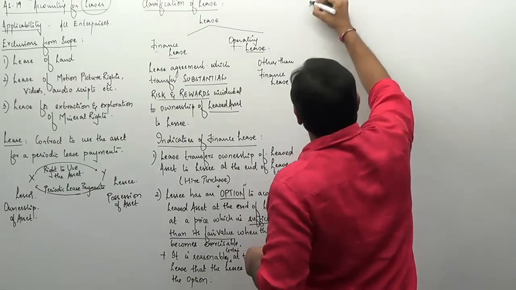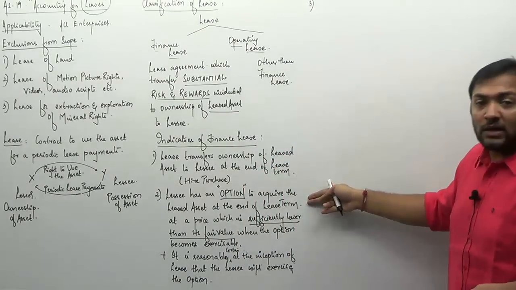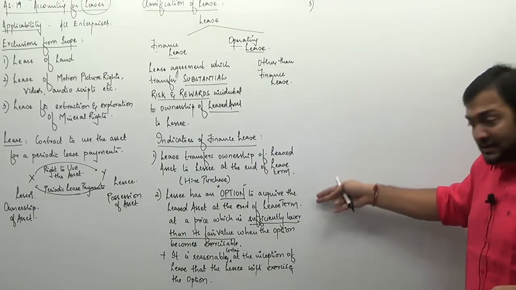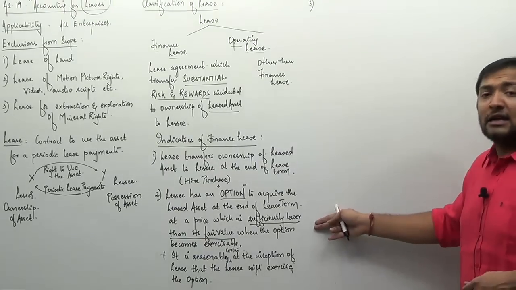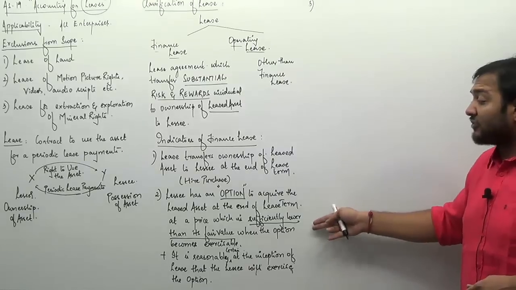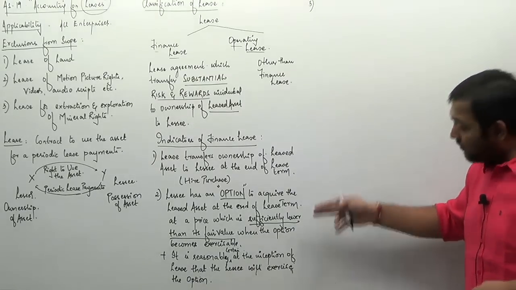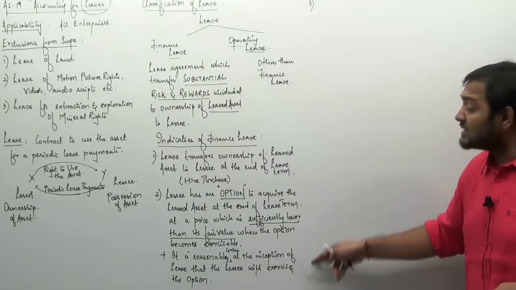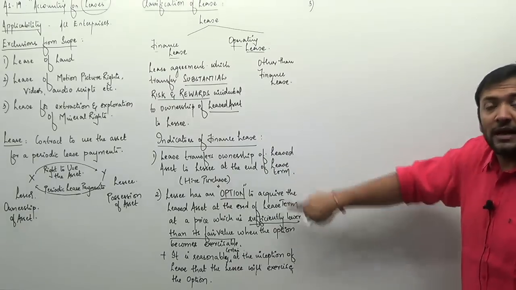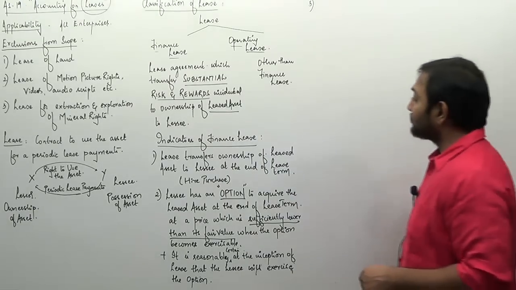Now this is the second condition. On the second condition, I can break it into 3 parts. First, there's an option for the lessee to acquire the leased asset at the end of the lease term. Additional condition, at a price which is sufficiently lower than the fair value when the option becomes exercisable. One more additional condition, it is reasonably certain at the inception of the lease that the option will be exercised. So this is your second point.